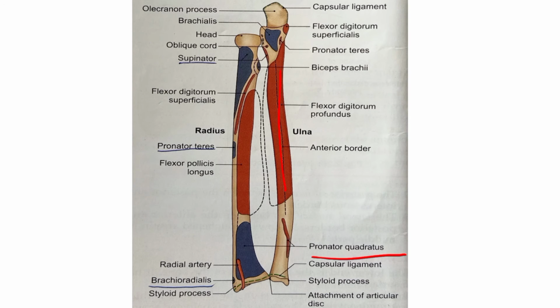Now pronator quadratus. It takes origin from the oblique ridge of the lower part of the anterior surface. This is the lower part, this is the oblique ridge. So it arises from the oblique ridge of the lower part of the anterior surface of the ulna.